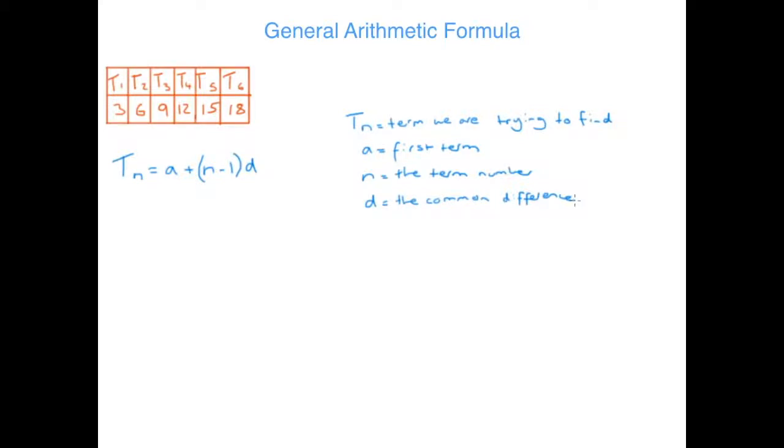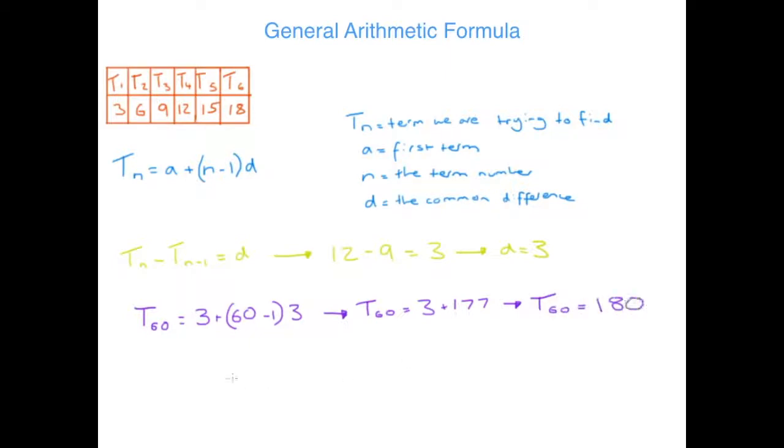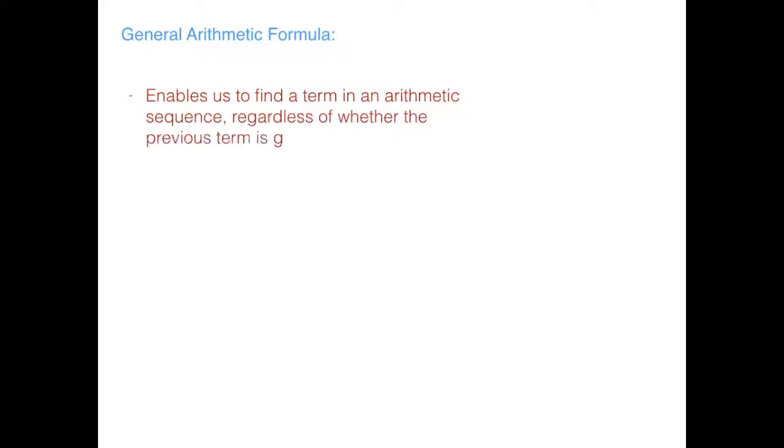Firstly, we need to find all our variables. a is generally given. d, however, we need to find by using the method we just talked about. So when we are asked to find the 60th term, a equals 3, n equals 60, and d equals 3. So T60 equals 180.